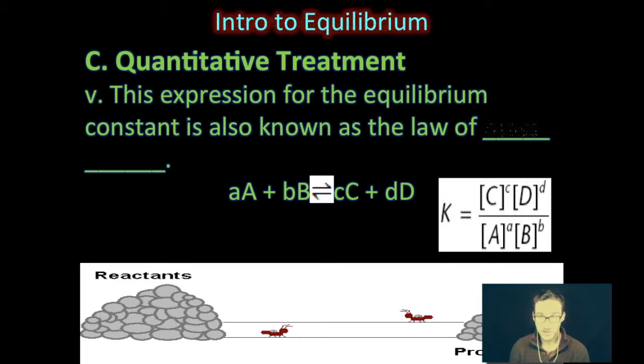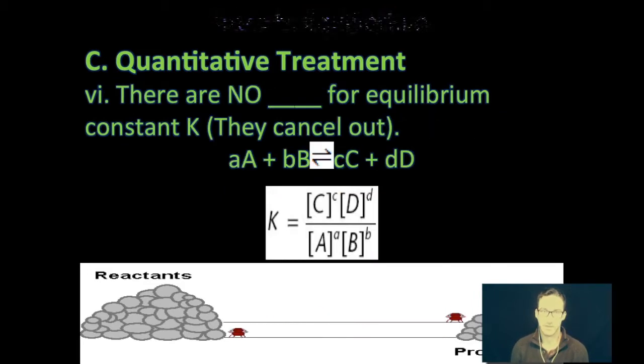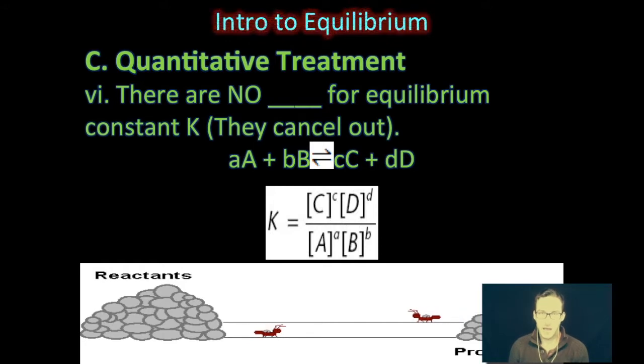This expression, the equilibrium constant K, is also known as the law of mass action. So you may hear that term thrown in and just recognize they're talking about the equilibrium constant K. Keep in mind that there are no units for the equilibrium constant K. They cancel out in this case. Again, a lot easier than your rate constant k, where we had to figure out the units for that. For the equilibrium constant K, they're going to cancel out.